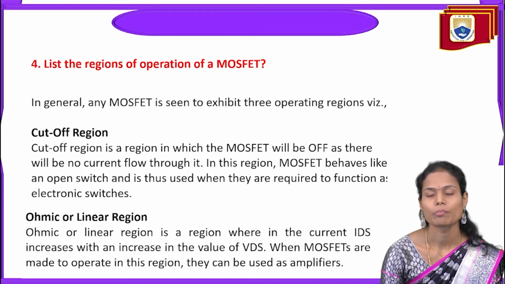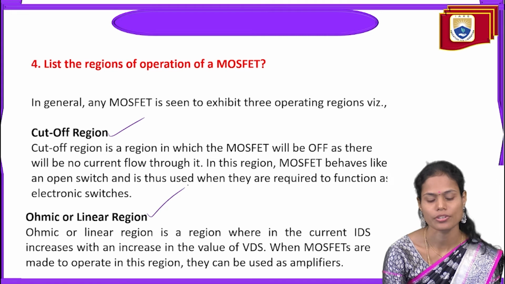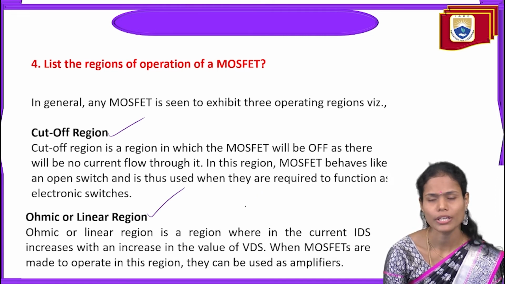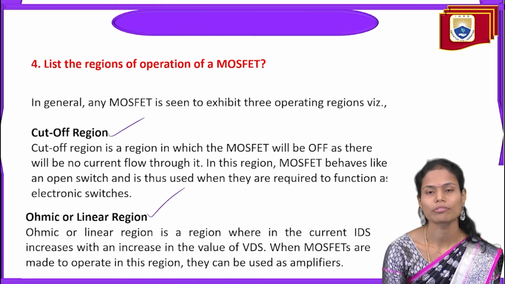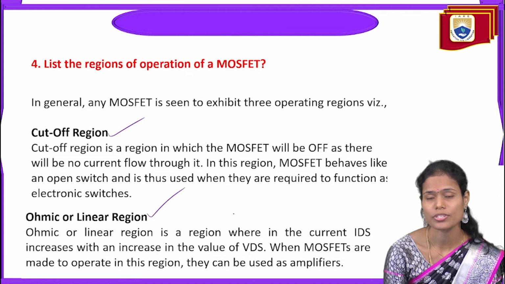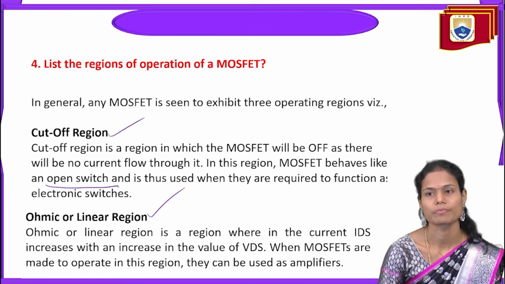So MOSFET will operate in 3 regions. One is the cutoff region, ohmic region and saturation region. So when it is operating in the cutoff region, meaning whenever we are not providing any kind of voltages for the circuit, there is no movement of charge carriers in the device, so there is no flow of current in the device. So if it is in the cutoff region, MOSFET acts like an open switch.